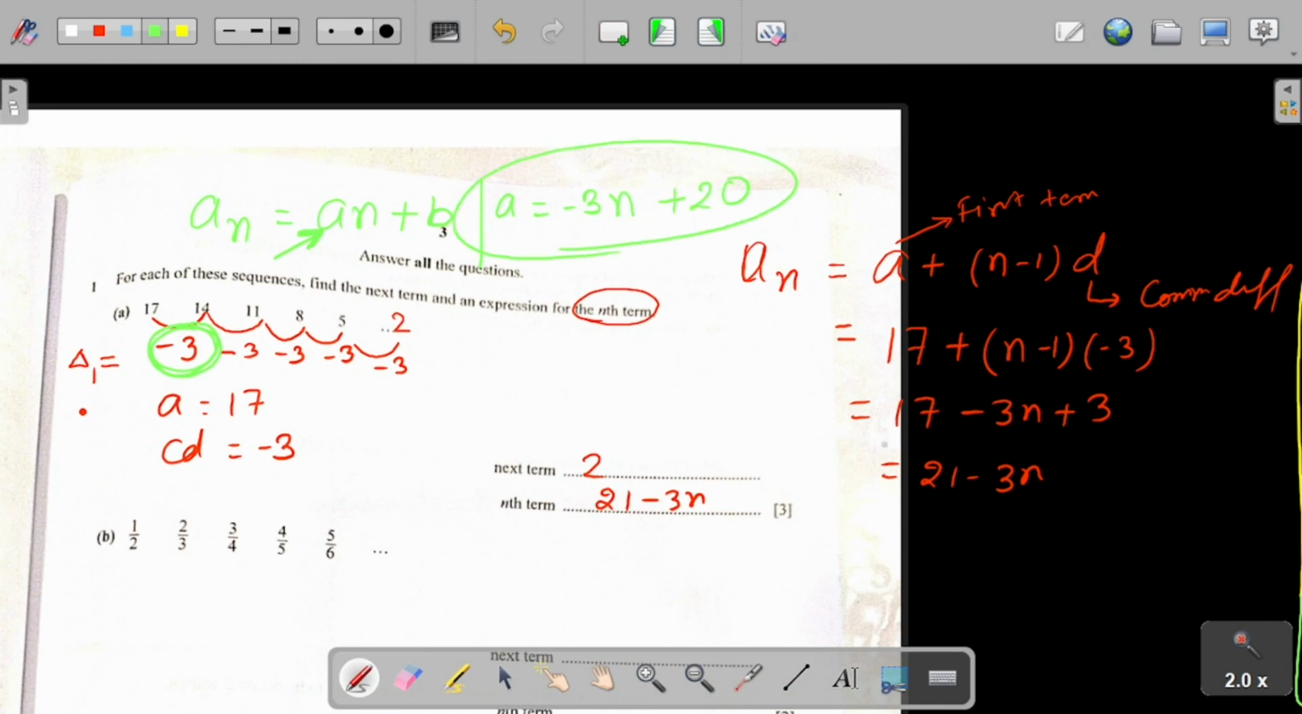Oh sorry, it means here we have done something wrong. See, 17 plus 3 is 20, not 21. So 20 minus 3n, and the answer is the same.